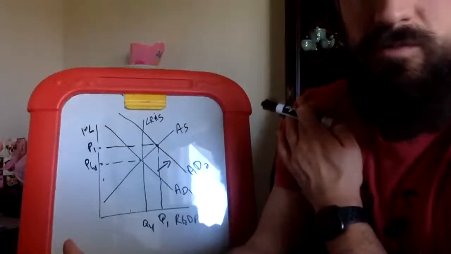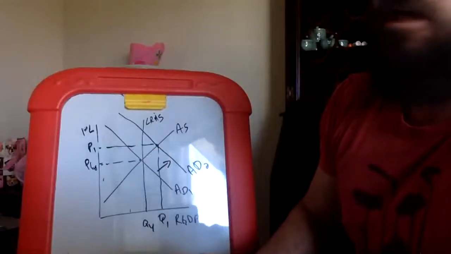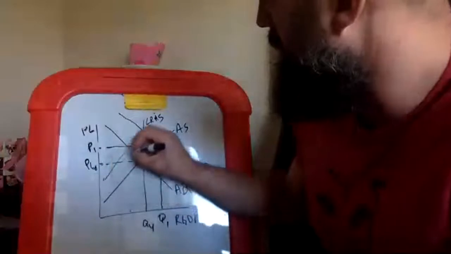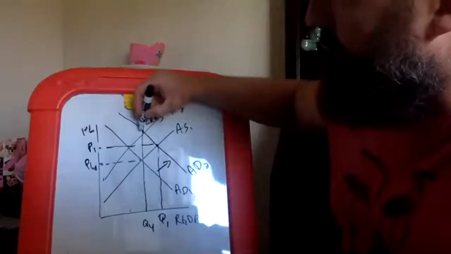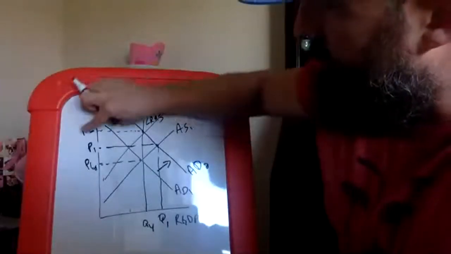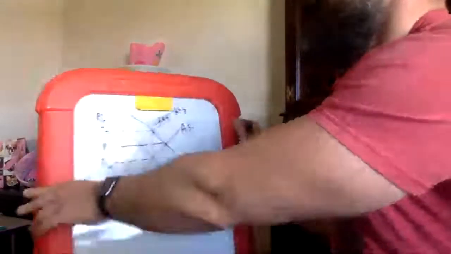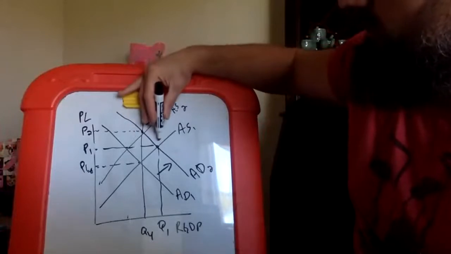Well, what happens when we get into the long run? In the long run, our resource prices and wages will increase. If you increase wages and your resource prices, that's a shifter for aggregate supply. So increasing those will shift your aggregate supply curve to the left. So now we get a shift of aggregate supply. What ends up happening is price levels have increased, but our output has decreased.